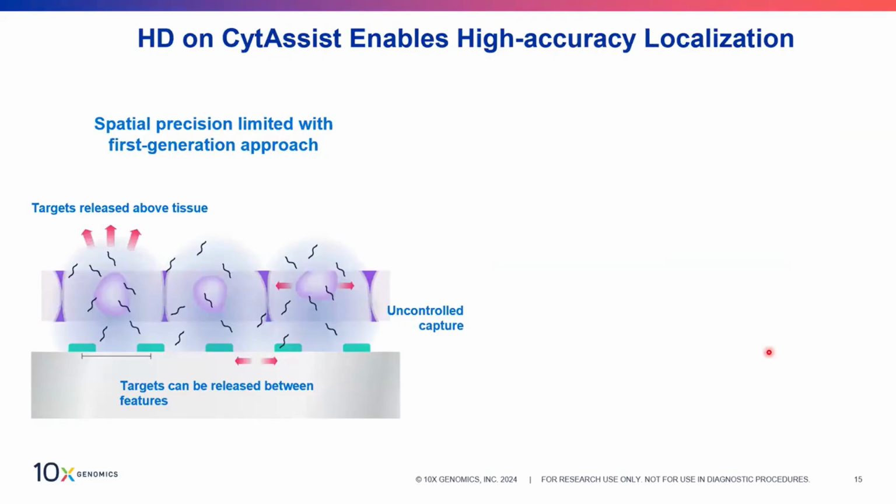So why is the CytAssist such an essential part of this assay and basically good Visium data? With our first generation Visium approach, the spatial precision is limited by various factors. For one, the reactions are taking place in a liquid, which by nature allows targets to be released above the tissue as well as below, which can lead to loss of molecules. In addition, the targets can also be released between features, so basically what you can see here, and be lost that way because there is no capture possible in between these oligo-covered spots.